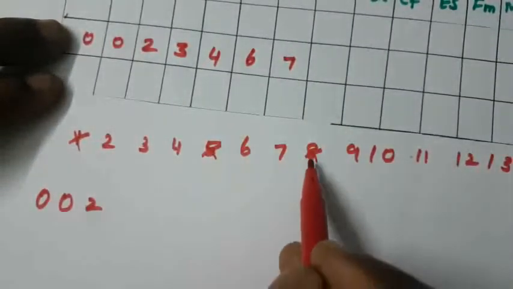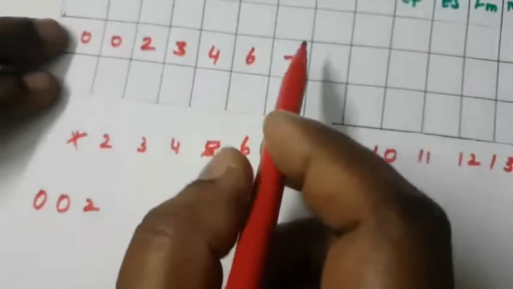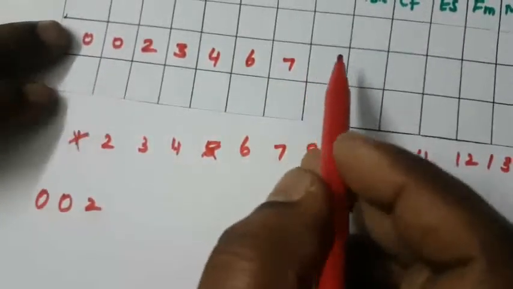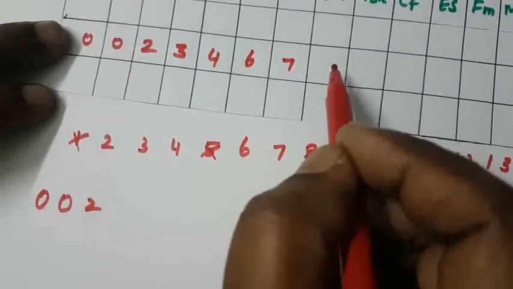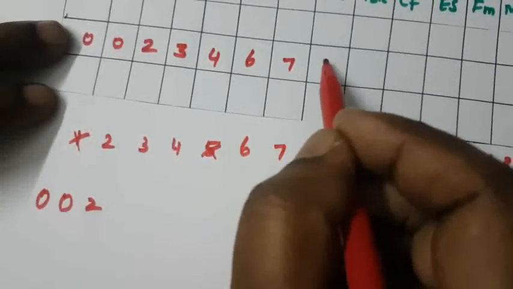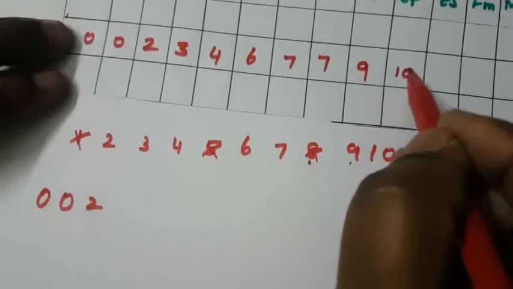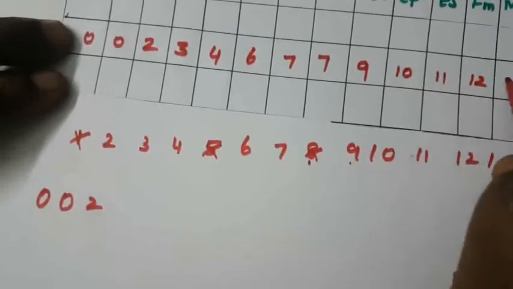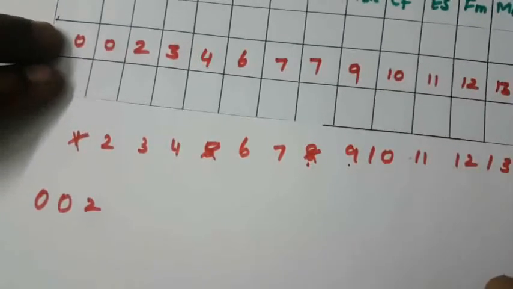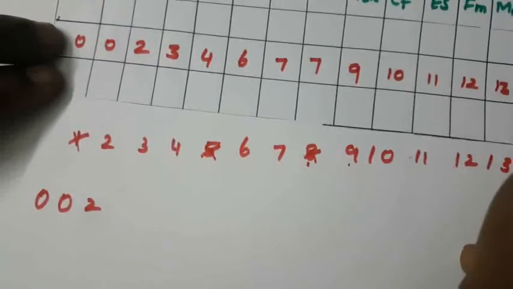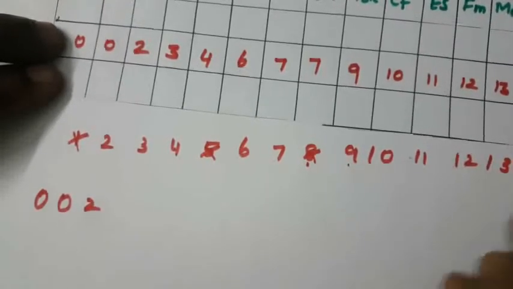Then again 8. 8 means it has lost one electron; it has attained the half-filled configuration. So that is 7. Then 9, 10, 11, 12, 13. Here also 14 instead of 15, that is 14 and 14, that is 2 times.